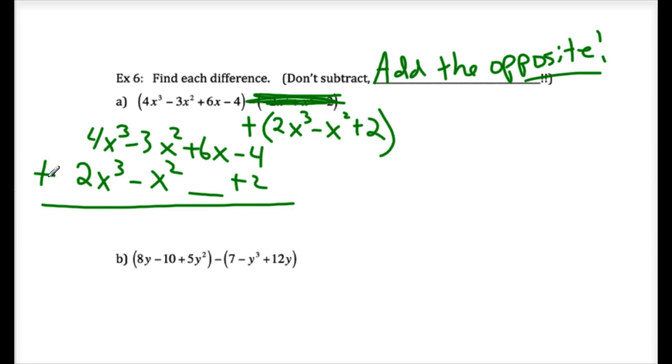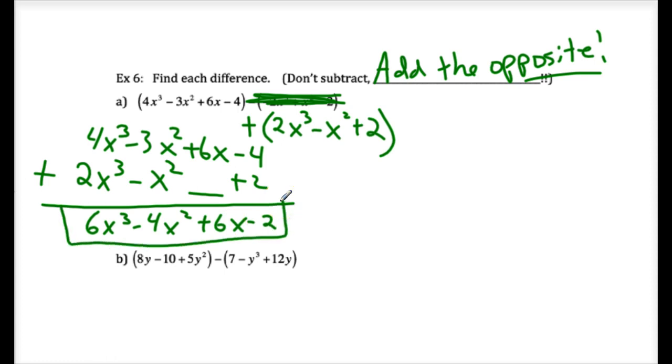6x cubed minus 4x squared plus 6x minus 2. Nice job. And I should have mentioned this as we go through this. Aaron, what's the degree of that polynomial? 3. How many solutions are there if we solved it? 3 solutions. How many times would it hit the x-axis? 3. We will graph this eventually this year, I think.